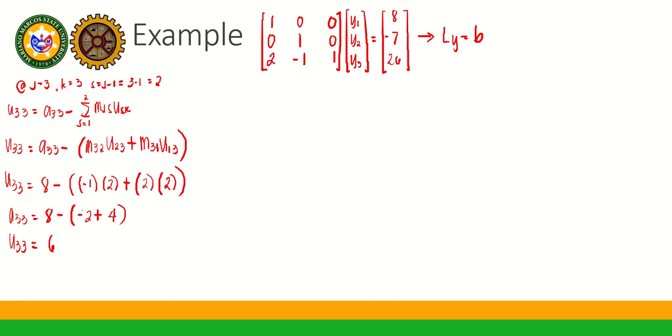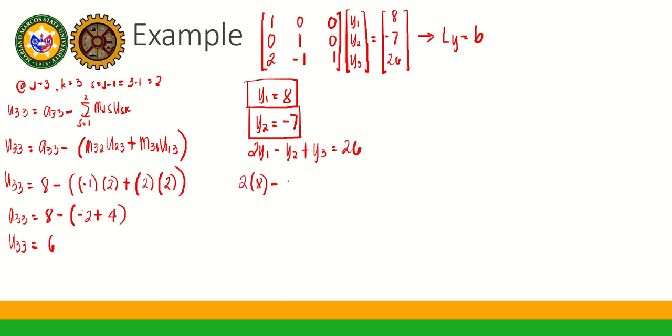So, solve natin si y values. So, solving for y1. Okay, so since 0 ito, y1 is equal to 8. And for y sub 2, y sub 2 is equal to negative 7 since 0 yung other coefficients. Now, for the third row, we have 2y sub 1 minus y sub 2 plus y sub 3 is equal to 26. So, substitute lang natin yung values ni y sub 1 and y sub 2 dito sa equation. So, 2 times 8 minus negative 7 plus y sub 3 is equal to 26. So, solving for y sub 3 is equal to 26 minus 16, that is 16. This will become positive. However, pag transpose natin, magiging negative. So, our y sub 3 is equal to 3. So, we now have values for our y.